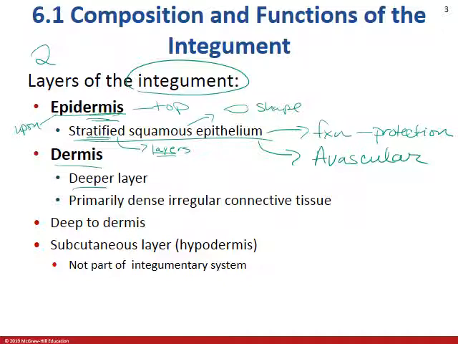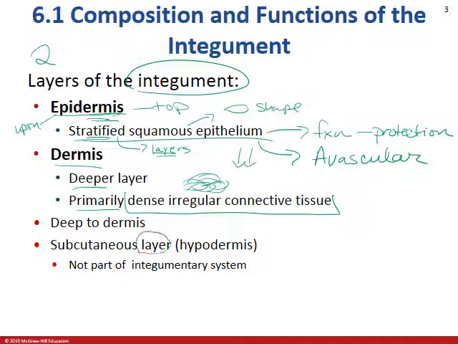So beneath or deep to the epidermis is the dermis layer, and it's primarily made of dense irregular connective tissue. So you remember the irregular connective tissue kind of had these bundles of fibers, of collagen fibers, and it allowed for flexibility. You're also going to see areolar connective tissue, which had a lot of ground substance and a lot of white space for blood vessels. So it would kind of make sense that these connective tissues would be directly below the epithelium.